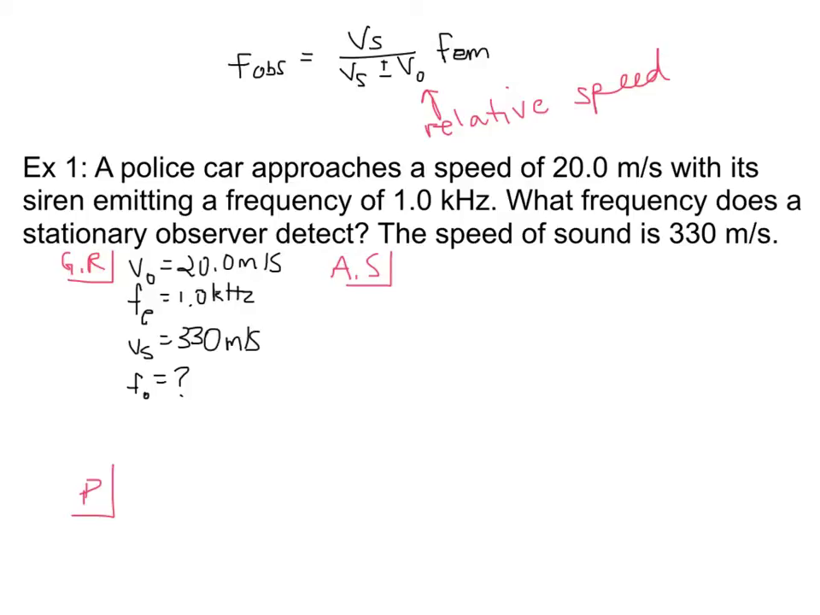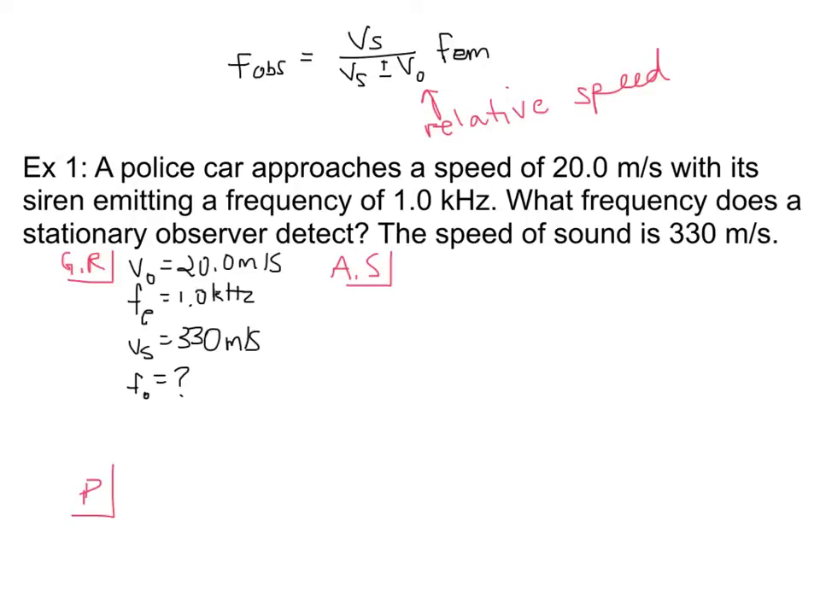So the frequency that the observer hears will be a ratio of the speed of sound over the speed of sound, either plus or minus the relative speed between the object that's emitting and the person that's hearing. And that's multiplied by the emitted frequency. Whether it's plus or minus depends on whether you're going toward or away from the object.